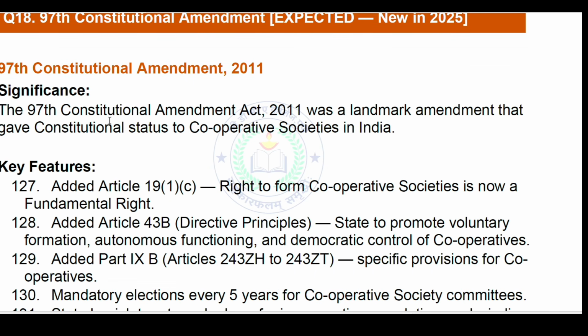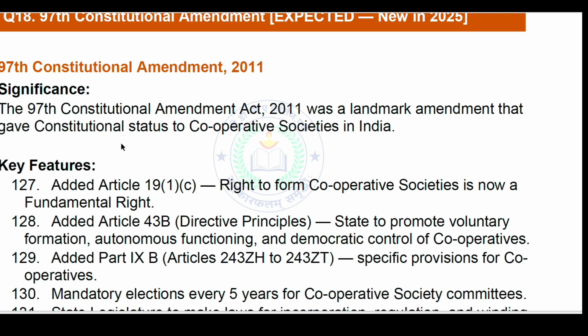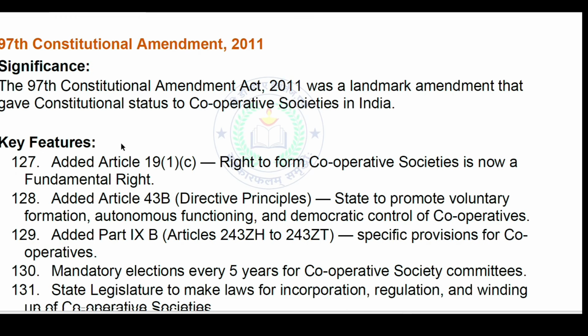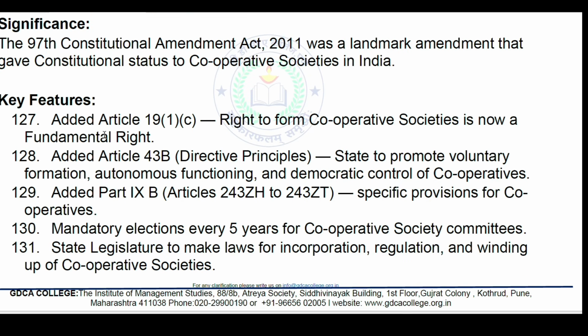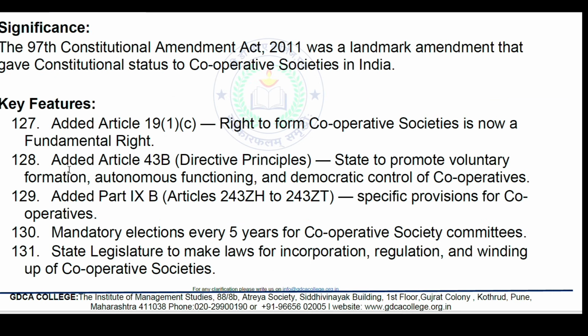Significance: the 97th Constitutional Amendment Act 2011 was a landmark amendment that gave constitutional status to cooperative societies in India. So what are the key features? Added Article 19(1)(c): the right to form a cooperative society is now a fundamental right. Added Article 43(b), directive principle: the state shall promote voluntary formation, autonomous functioning, and democratic control of cooperatives.